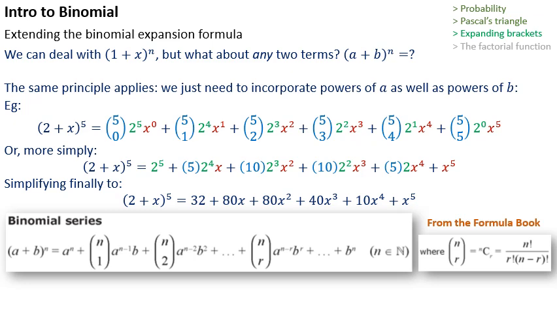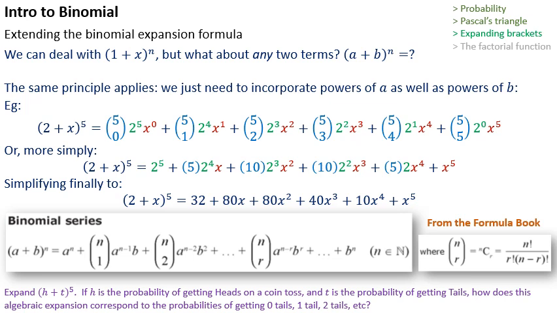2 squared, x cubed. The powers both have to add up to 5, because if you think about it, we've got 5 brackets, 5 identical brackets all lined up, and we're picking either a 2 or an x from each bracket. So at the end, we'll have 5 things, some of them 2's, some of them x's. And when we put them all together, we'll have some power of 2 and some power of x, but the powers have to add up to 5.